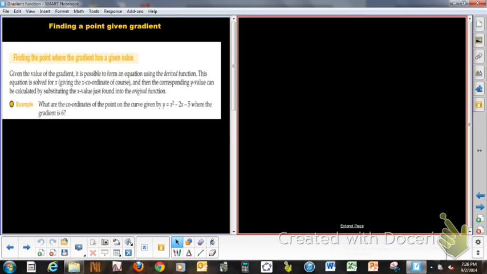Okay, we're going to take a look at the questions around finding a point given a gradient. So we need to find a point given a gradient. So here's the situation. What are the coordinates of the point on the curve given by y is equal to x squared minus 2x minus 5, where the gradient is 6? Now, when all else fails with calculus, draw yourself a picture.